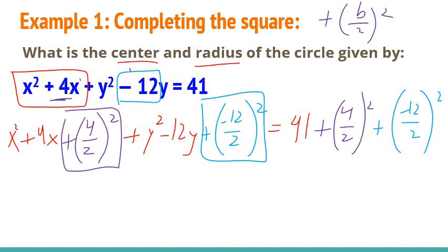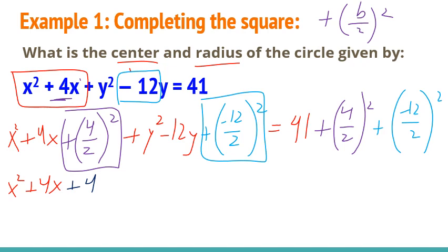Okay, let's see what happens. We got a bunch of fractions and squares, and you'll see that it'll get a lot less complicated in a moment once we start simplifying. So here we have x squared plus 4x. Now 4 over 2 is just 2, so this is actually just 2 squared, which is 4.